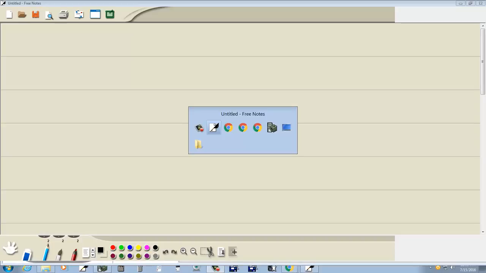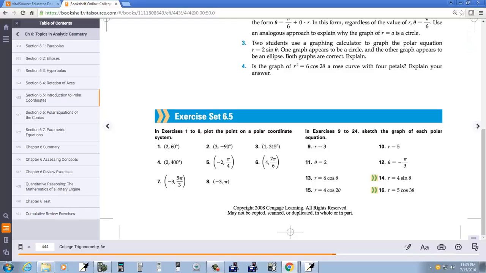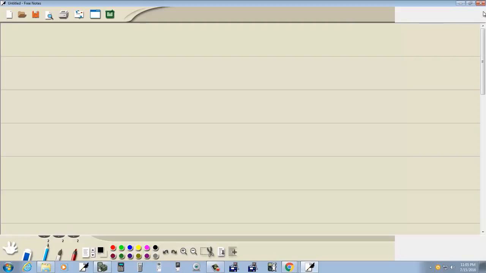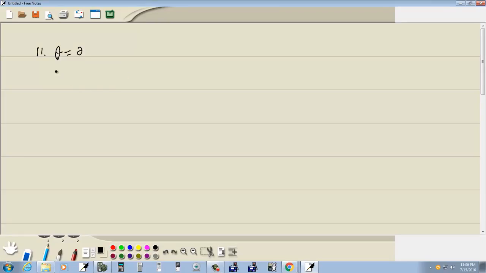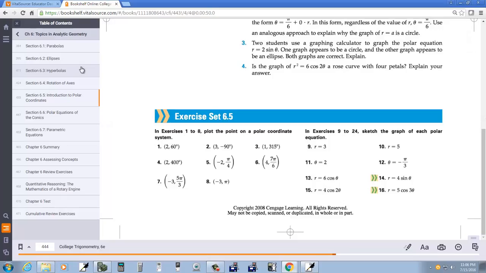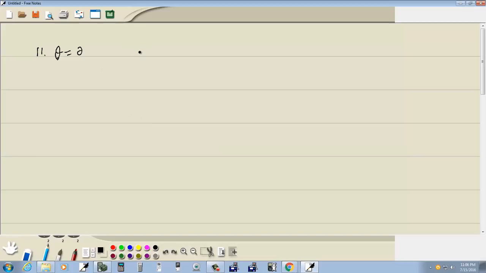Okay, if we take a look at number 11, we got theta is equal to 2. Doesn't give us r at all. We have tangent theta is equal to y over x.